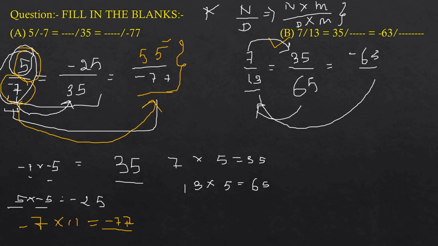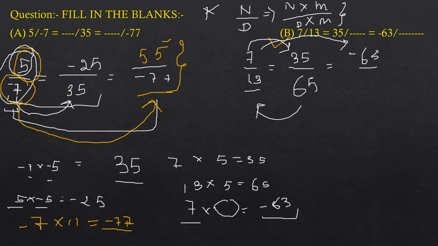Now we have seen the relation between the first two. Now we will see the relation between this one and this one. Let me erase this. We have to write the number here. So let us see what is happening. What should be multiplied by 7 to get minus 63? The answer is negative, so the number will be negative here. Why? Because 7 is positive, and positive times negative gives us negative. It should be multiplied by 9 to get 63, and to get negative it should be multiplied by minus 9. So 7 into minus 9 gives us minus 63.